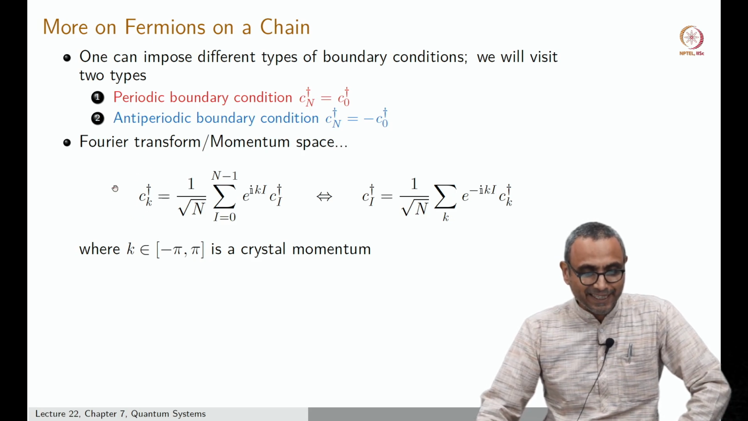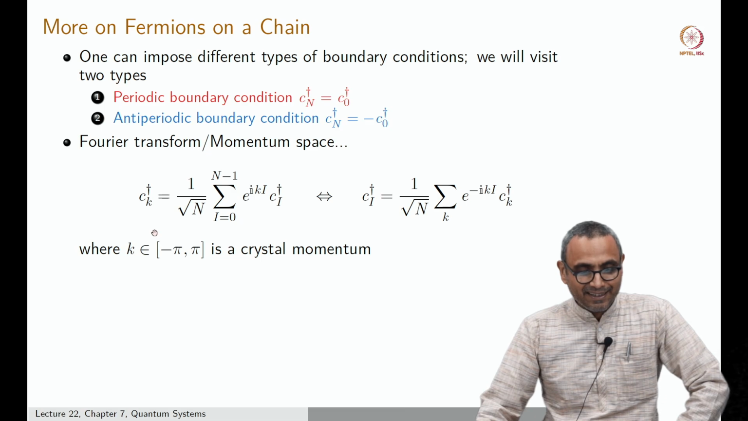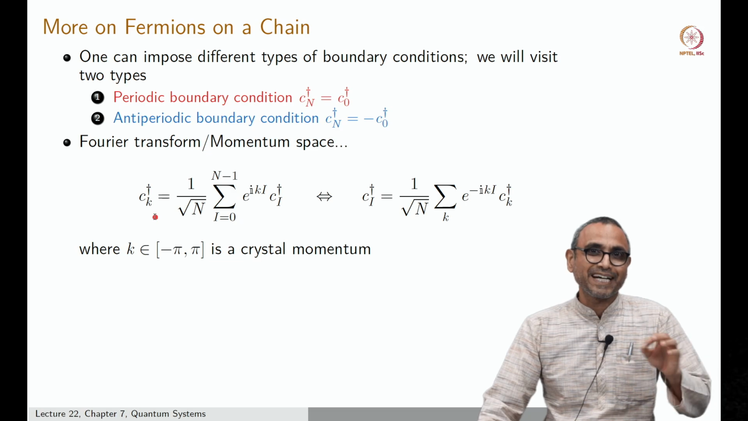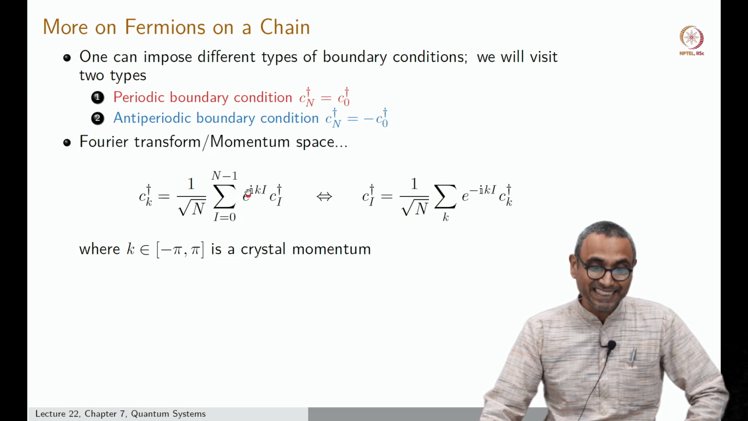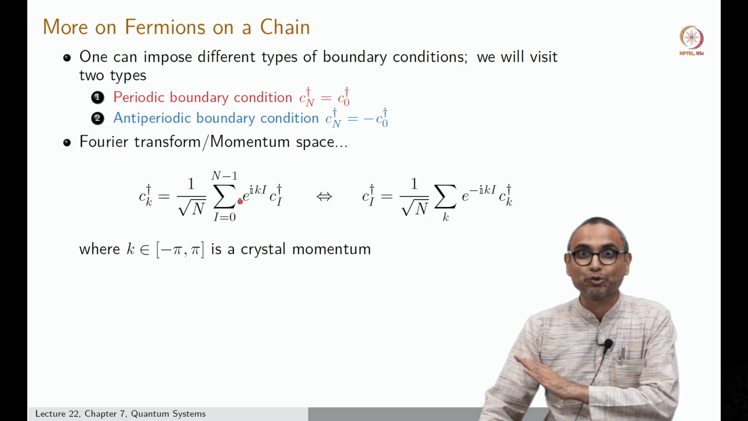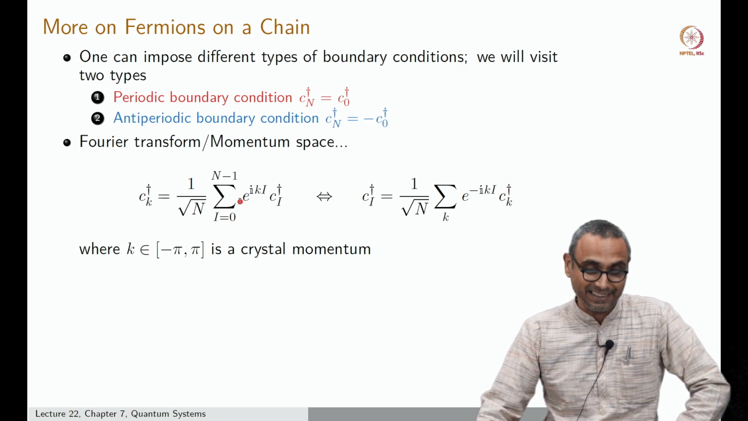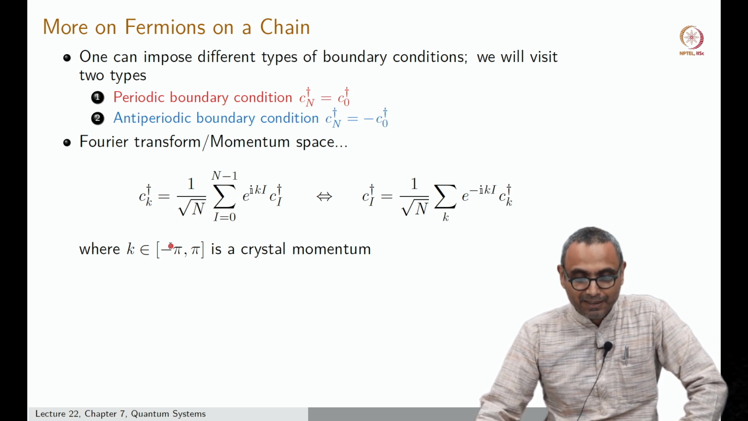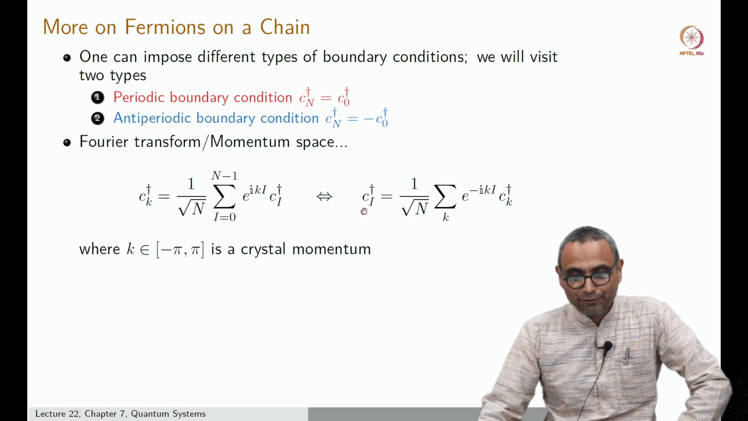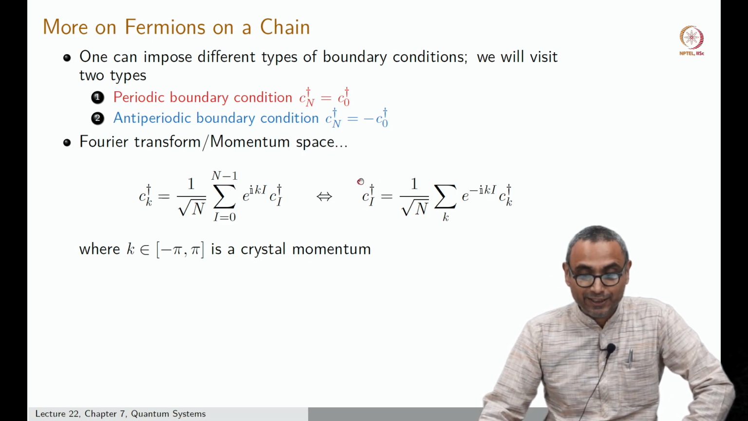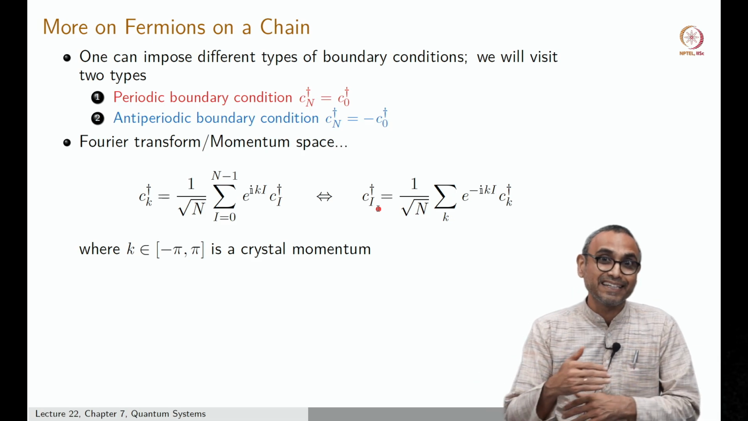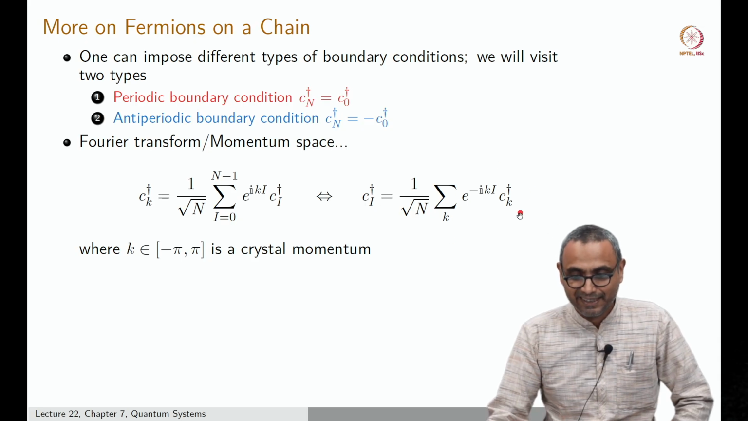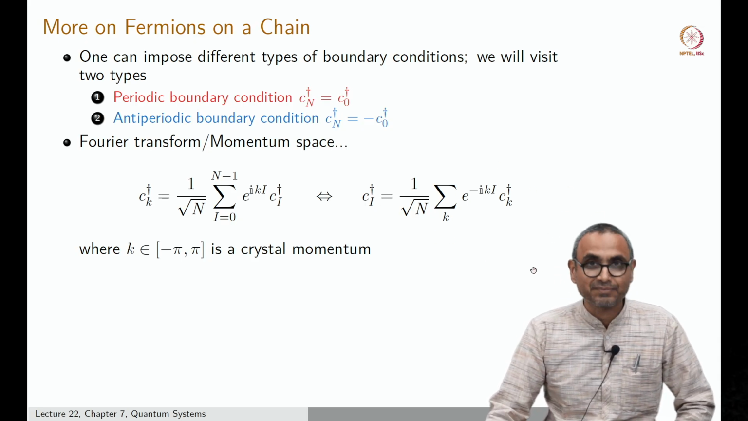So what this tells me is that to create a particle with momentum k is equivalent to creating a particle at every site with a certain phase and linearly combining all such states. So that creates a particle with momentum k. Conversely, I can view a creation on a site as if it is a linear combination of particles with different momentum, and that is this state.